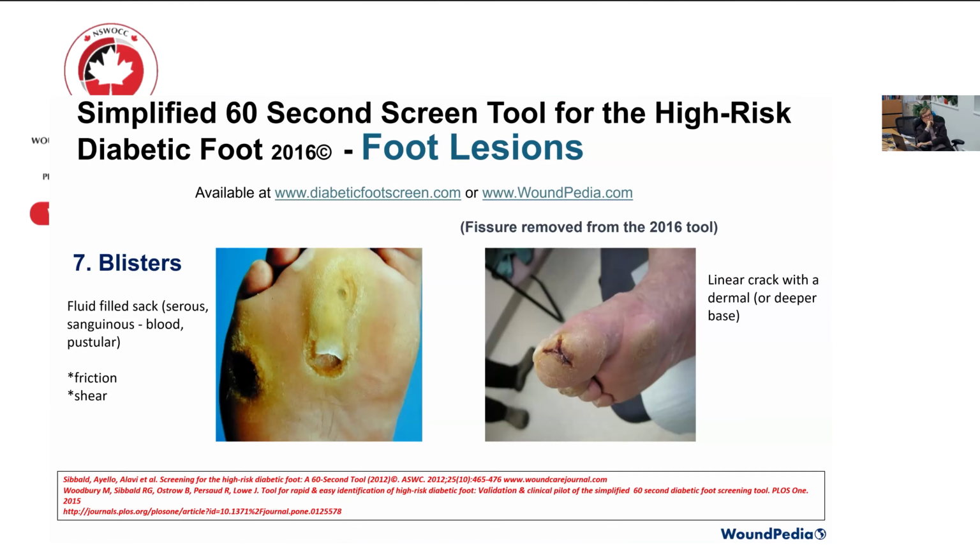A fissure was removed from this because it was very hard to tell if the base was dermal or not, and just about everybody with a fissure had neuropathy. Next.